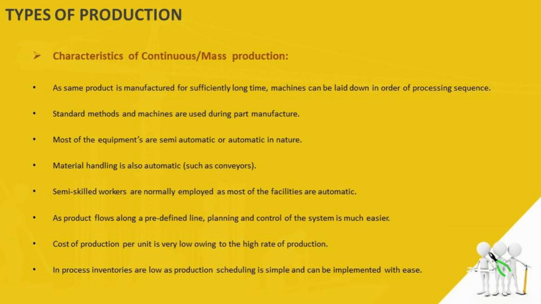Semi-skilled workers are normally employed in this kind of production system, and hence the capital involved for the employment of this kind of workers is also low. The product flows along a predefined line, and the planning and the control of the system becomes much easier due to this. Cost of production per unit is also very low, owing to the very high rate of production, and in-process inventories are low as production scheduling is simple and can be implemented with ease.